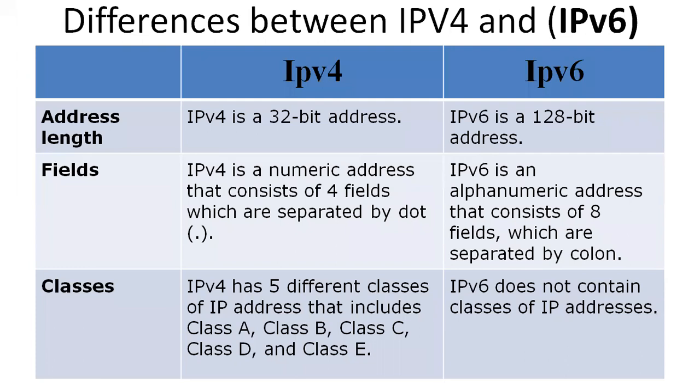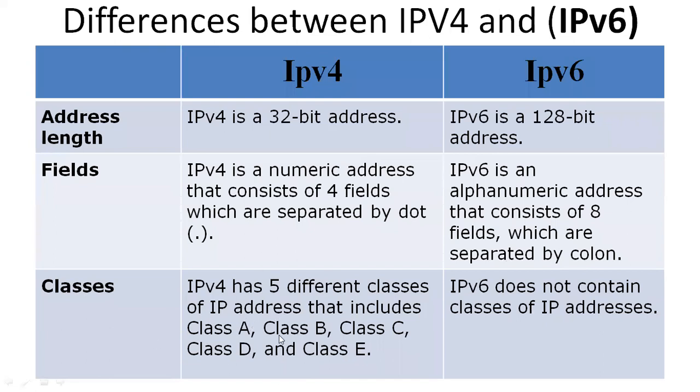Here coming to the differences between IP version 4 and IP version 6, very important. IP version 4 is a 32-bit address. If you consider the address length, IP version 4 has 32-bit addresses, that means 2 power 32 addresses. IP version 6 is a 128-bit address that consists of 2 power 128 addresses. How can you represent the fields? In IP version 4 the fields are represented by dots, and in IP version 6 by colons.